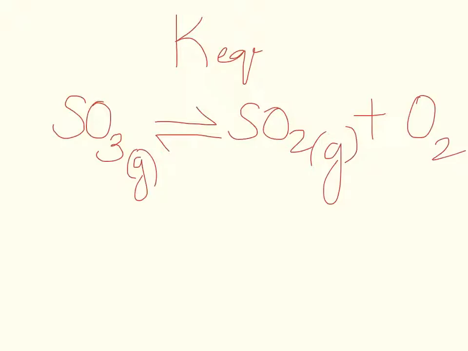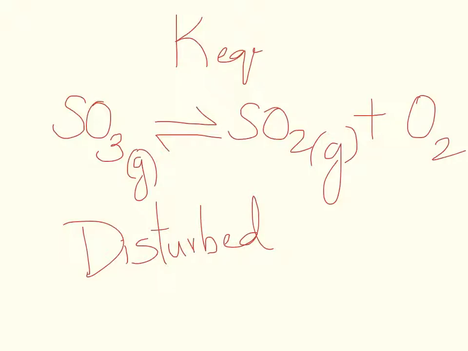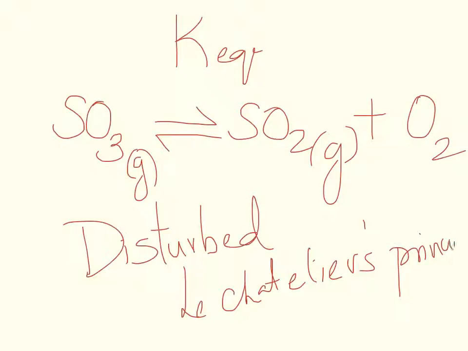In other words, if this equilibrium were to be disturbed, what will happen as a consequence of that disturbance? The answer to this question is given in a principle called Le Chatelier's principle, and this is what we'll learn in this video.